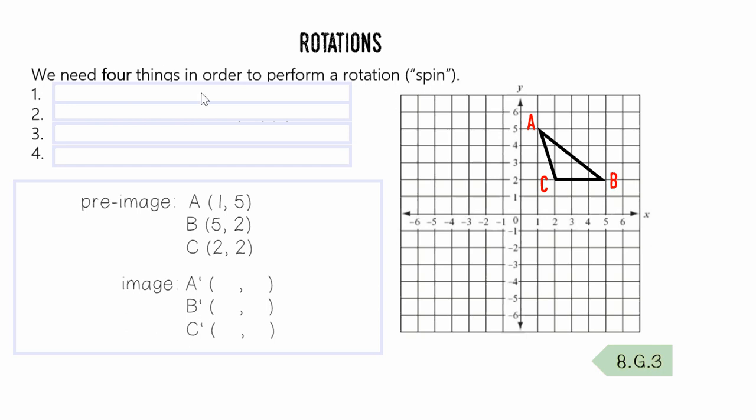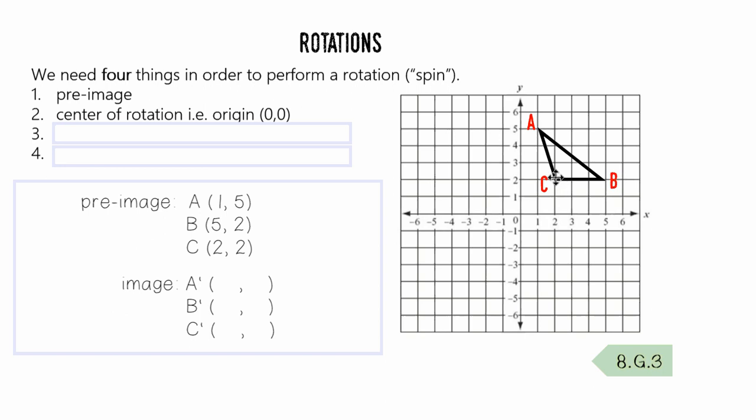We have 4 things that we need in order to perform a rotation. The first one is a pre-image, and we know from class that we have to have an object that we are going to transform. The second thing that we need is a center of rotation. Now, a center of rotation could be on the figure itself, so I could rotate around point C, for example.